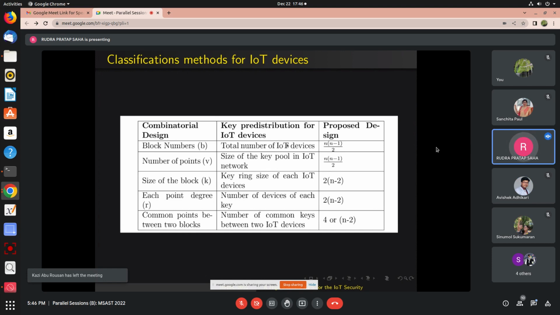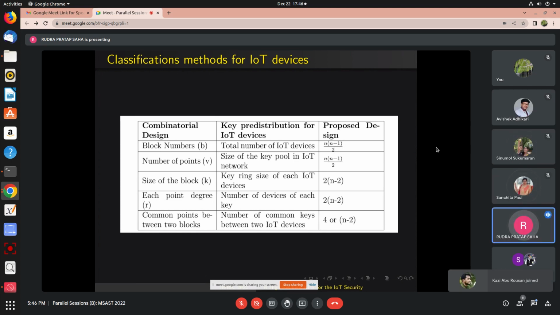So the total number of IoT devices is n choose 2, that means n into n-1 by 2, and the size of the key pool of the IoT network is n into n-1 by 2, and the keyring size of each IoT device is 2 into n-2, and the number of devices of each key is the same, 2 into n-2, and the number of common keys between two devices is 4 or n-2.